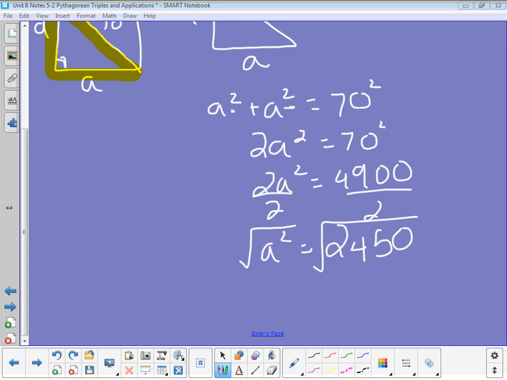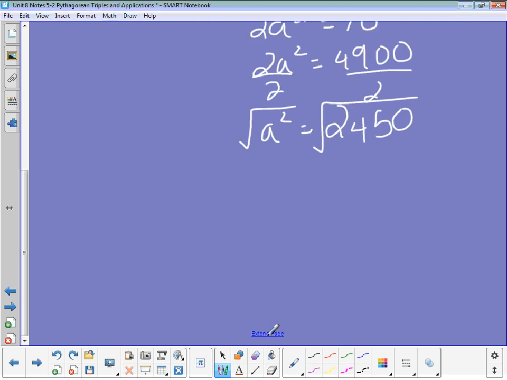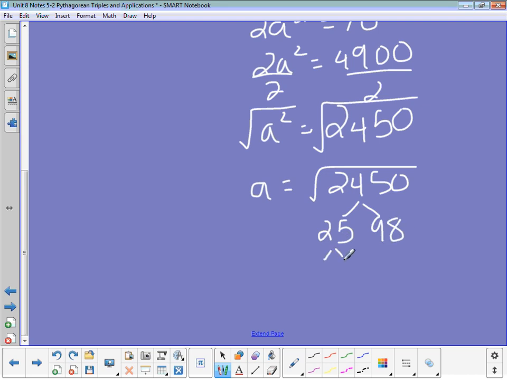But we're not quite done. Okay, first thing is we end up getting A is equal to the square root of 2,450. Now, at no point in this unit do we want to leave a radical unsimplified. So we're going to go ahead and simplify that down. So we're going to break down that radical. We're going to do 25 here, and we're going to do 98 here. So 25 we can break down to 5 and 5. 98 I can break down to 2 and 49. 49 I can break down to 7 and 7.